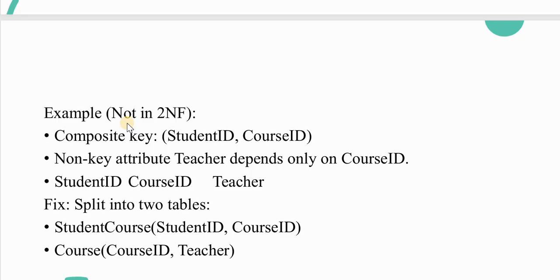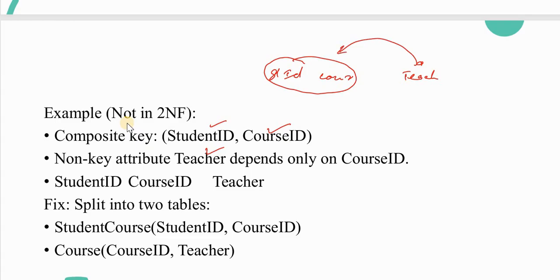So here in this first example, we have given the composite key as student ID and course ID, and a non-key attribute, teacher. So the condition for this second norm is this non-key attribute should depend wholly on the composite key. It should not be partially dependent.